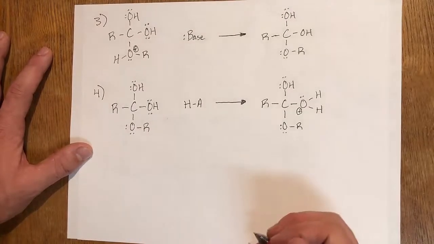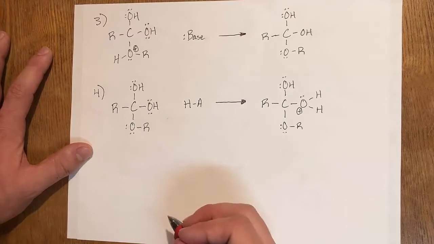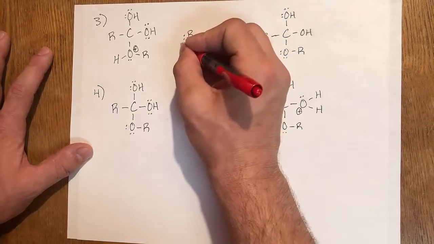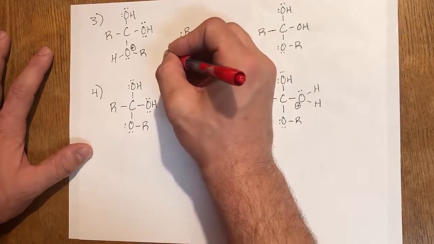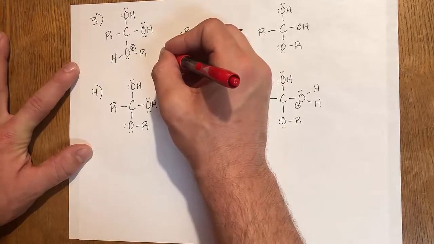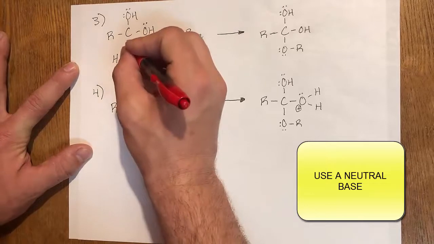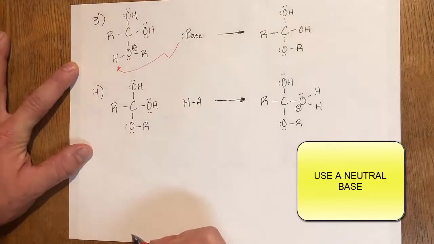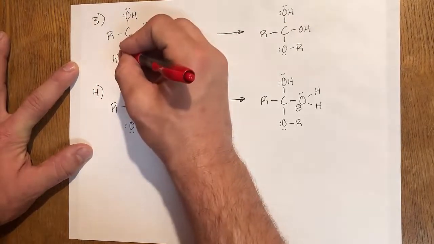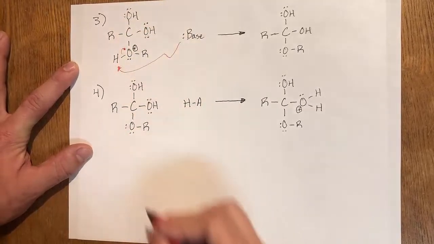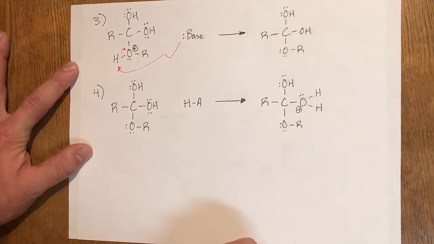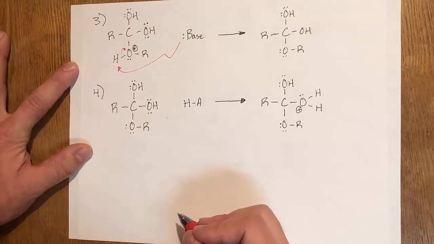Step 3. A base's lone pair attacks and removes the hydrogen from the positively charged oxygen and returns the oxygen to a neutral charge. Caution: use a neutral base to remove the hydrogen, as a positive charge and a negative charge don't mix well. Resulting from this is a carbon attached to an ether and 2 alcohols.